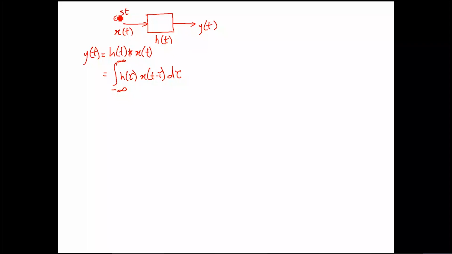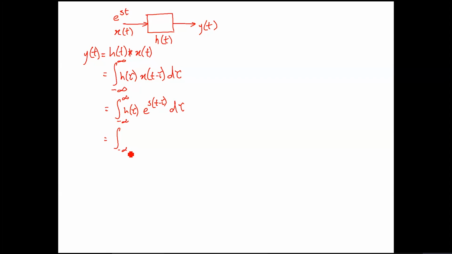Now if we give the input as e raised to the power of st, then this convolution integral comes out to be e raised to the power of s(t minus tau). So if x of t is this, x of t minus tau would be this. So this will be the output that we get if we give e raised to the power of st as an input to any system with impulse response h of t. Output would be this. Now this we can break up in two parts.